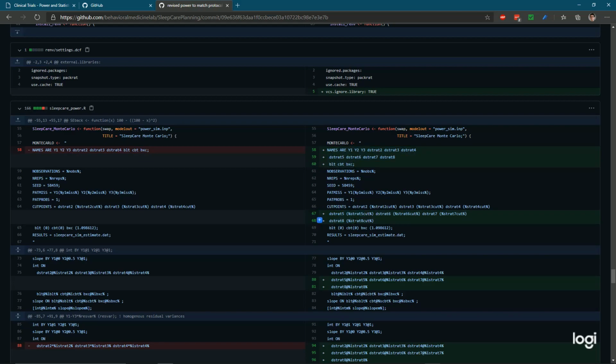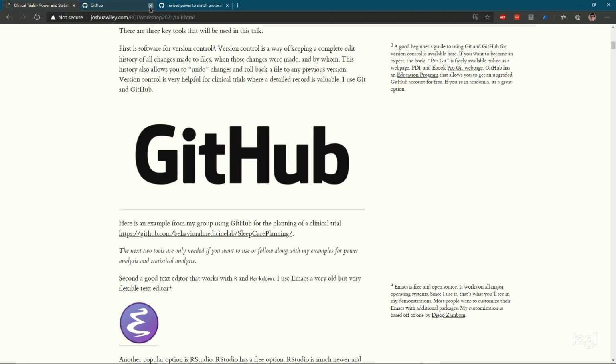And so commits for text files, which is what a lot of statistical software code basically is, it makes it very easy to see exactly which lines were changed when and by whom, and it allows you to undo that if you need to. That record keeping makes it helpful both for reproducibility and for having audit logs in clinical trials, so something I highly recommend.